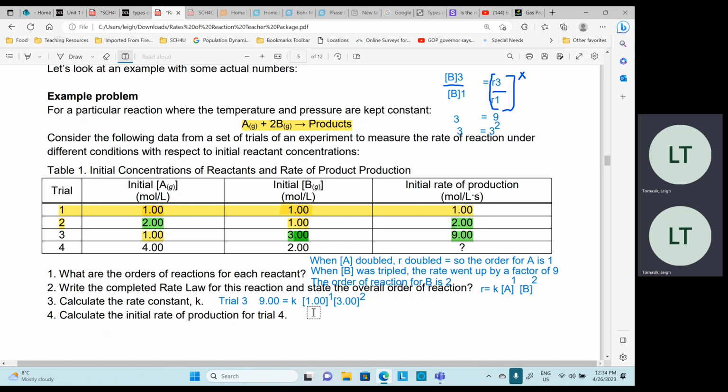So we can rearrange this equation to find K. So K is going to be equal to, to isolate K, we divide the things that are multiplied on the same side as K. So K is equal to 9.00 moles per liter second divided by, have fun trying to draw this line.